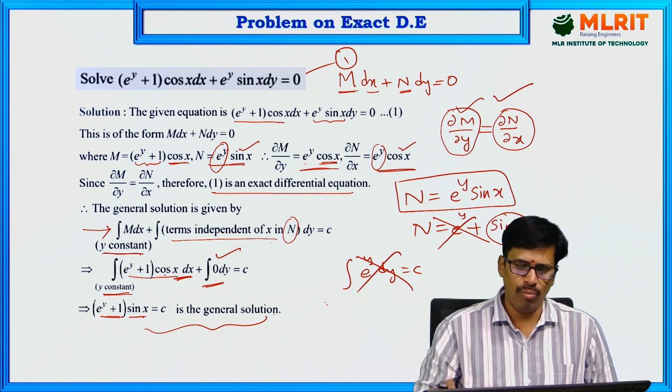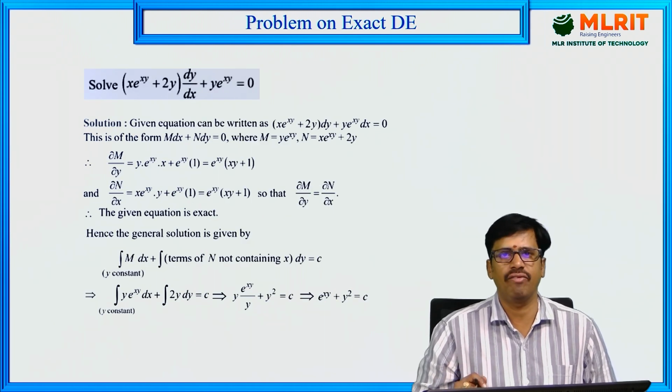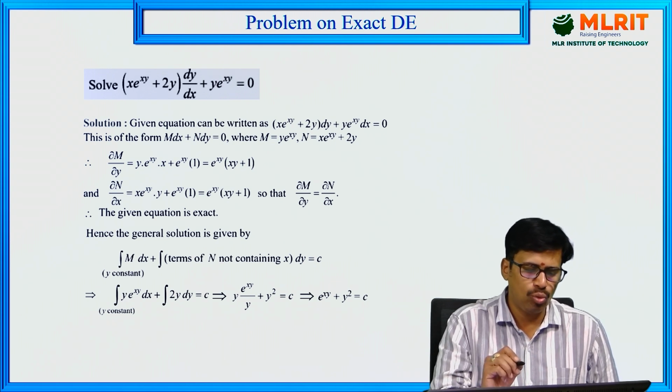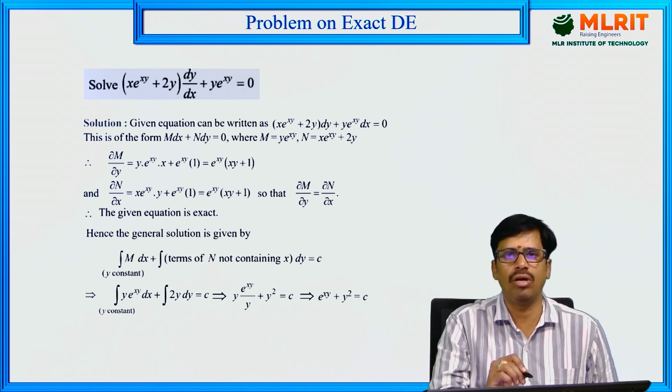Now let us see one more problem on this exact differential equation. Solve x into e power xy plus 2y into dy by dx plus y into e power xy equal to 0.